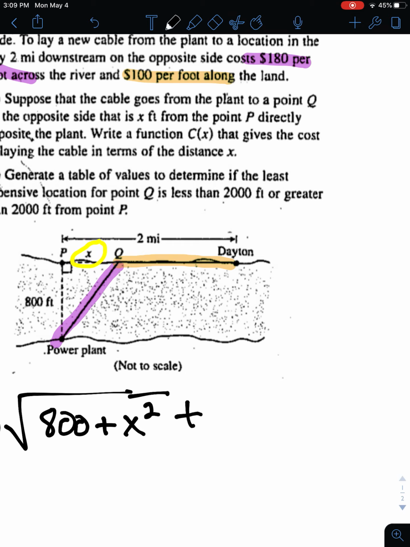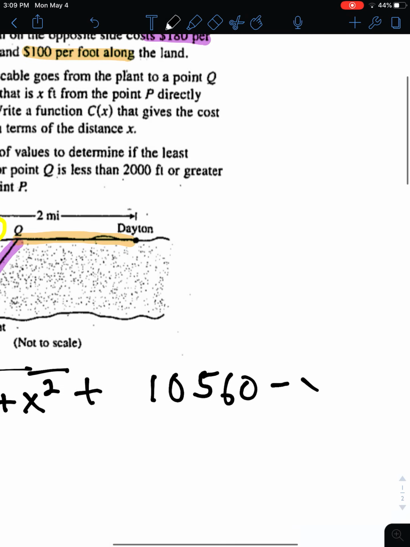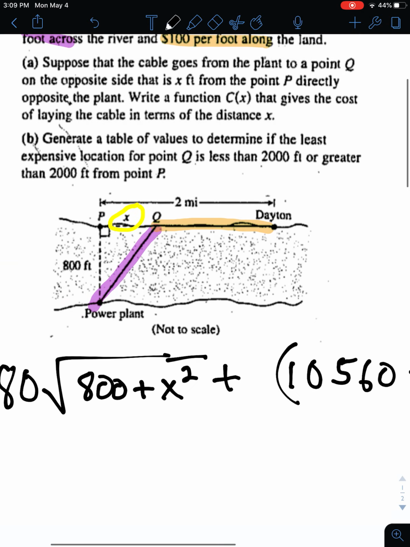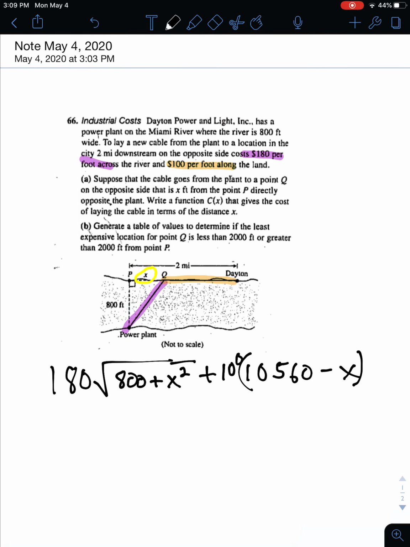So then I know that would be, was it 10,560? I had to put that in feet because my other one's in feet, and I take away that little x, and then that expression is equivalent to what I have highlighted in orange. And then they tell me that cost is $100 per foot. So now I believe that that's our function.